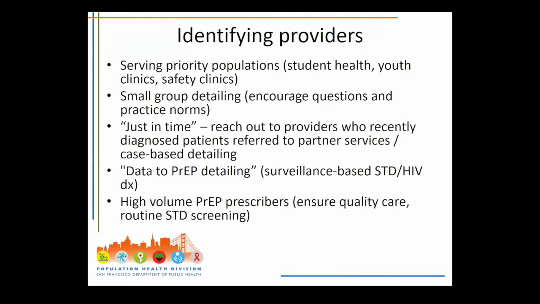So as you can see, there's a lot of different types of providers to detail, and the focus can sometimes be different based on the type of provider. And I think that's where having a nurse practitioner is really helpful to do the detailing, because she can really tailor the package for what that provider needs.